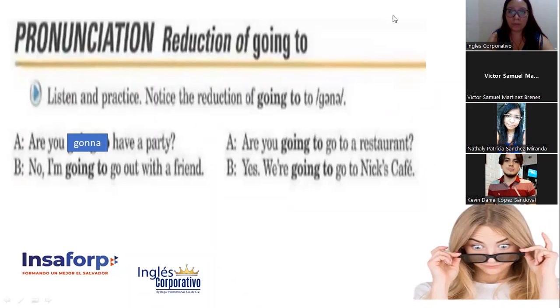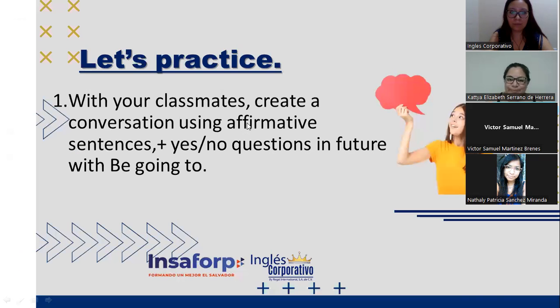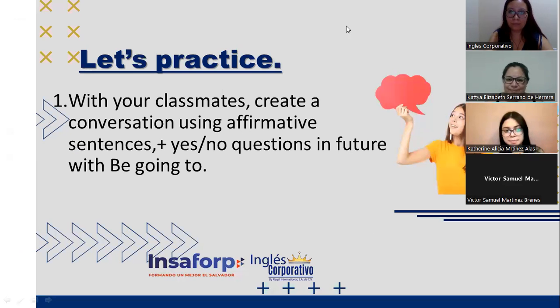We're going with room number two. Vamos con el grupo número dos. Catherine, Alicia, Katia, and Wendy. Okay, teacher. Hi, girls. Where are you going tomorrow? I'm going to ballet class. What about you, Wendy?